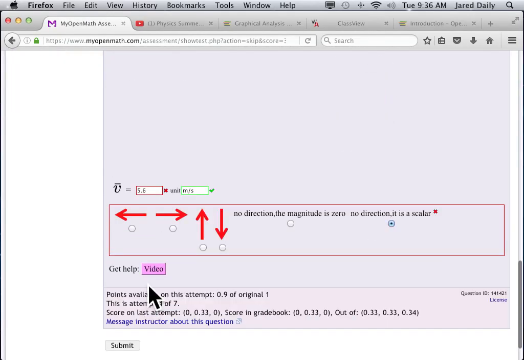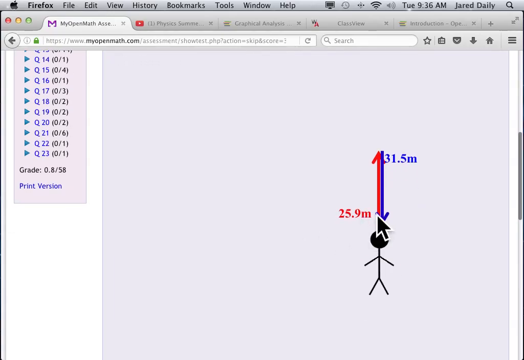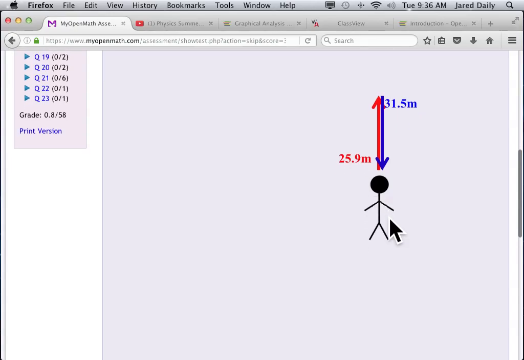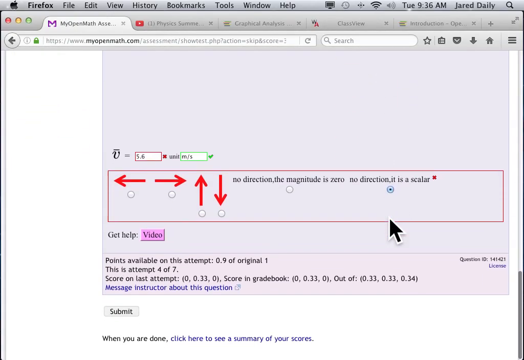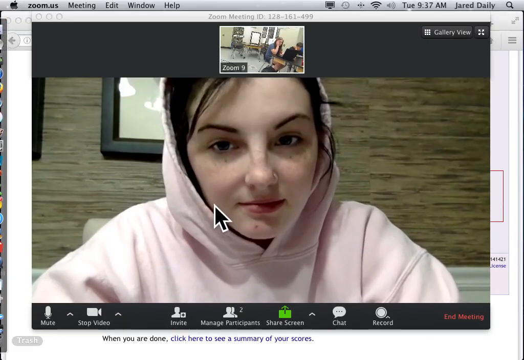I don't get it. Let's see what's going on here. Am I doing my math wrong? I don't think so. 5.9. 5.6, right? Should be right. Let's do the math. Let's write it out. Okay, so let's actually do this really quick.